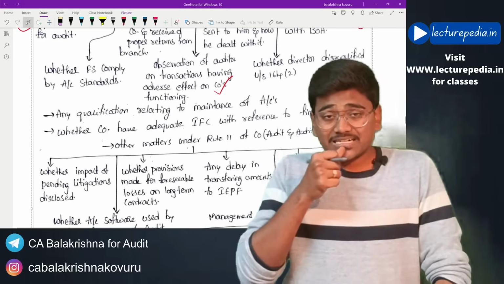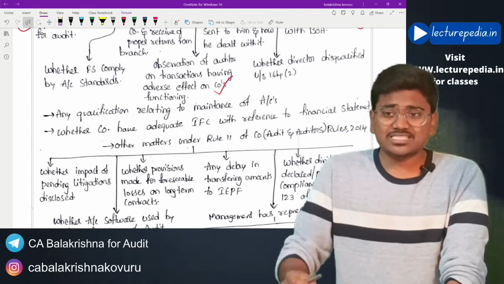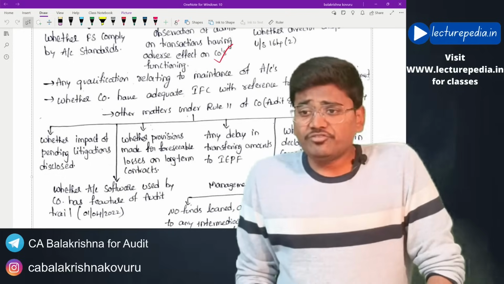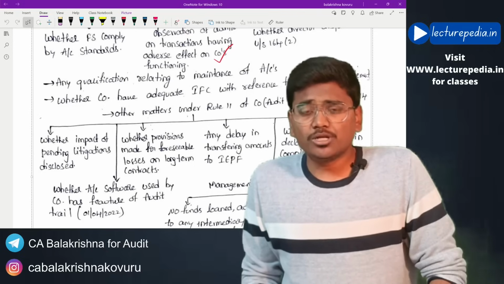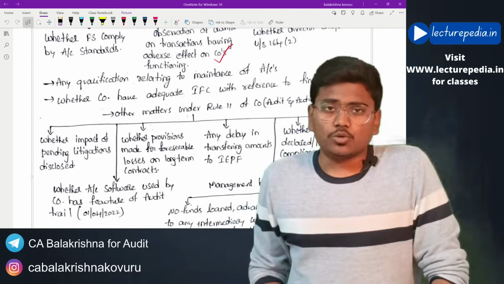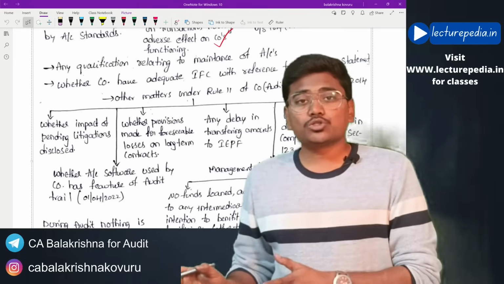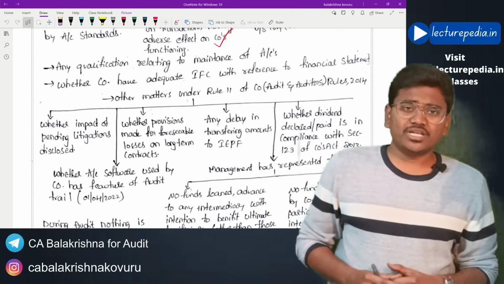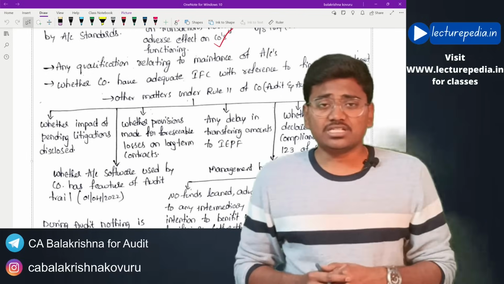And whether directors are disqualified under section 164 subsection 2. If any of the directors is disqualified, the same has to be reported here. And whether there is any qualification of the auditor relating to maintenance of accounts of the company. If the auditor has found any matter which is having adverse effect on the maintenance of books of accounts, even that point has to be reported. And whether the company has adequate internal financial controls over financial reporting. Basically on this he will be giving again a separate opinion. Along with that, he should also report it here in section number 143 subsection 3.